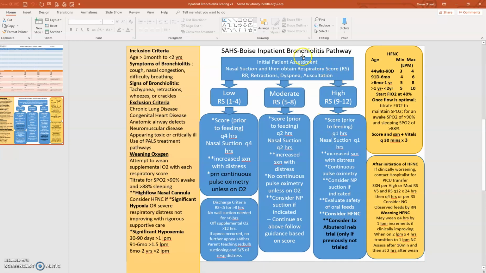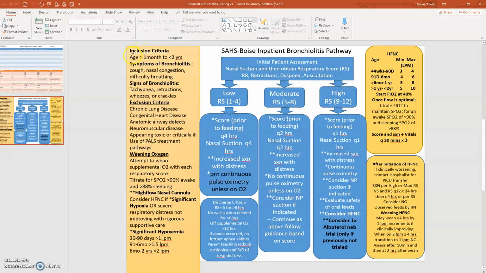The overall bronchiolitis pathway, we're going to refer to it as a pathway, not a protocol, because we still are working with physician-driven orders and not just a protocol in which we're able to operate given certain criteria or assessment. The way this works is we have low, moderate, and high scoring: RS scores 1 through 4, RS scores 5 through 8, and RS scores 9 through 12. This has not changed.